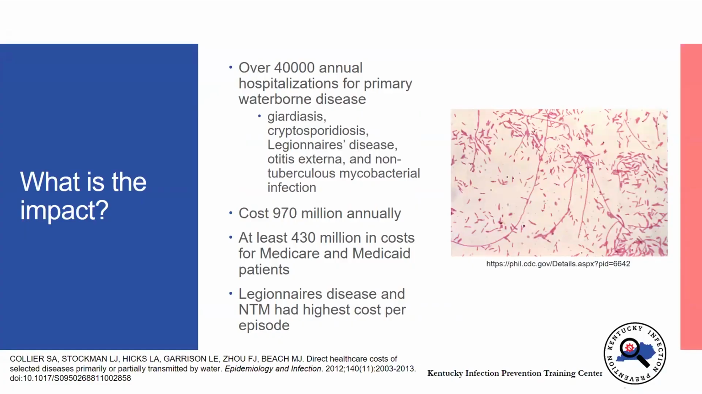So what is the impact? We know that over 40,000 annual hospitalizations occur for primary waterborne diseases. These include things like giardiasis, cryptosporidiosis, and Legionnaires' disease, among others. It costs $970 million annually, with at least $430 million in Medicare and Medicaid costs for patients. Legionnaires' disease and non-tuberculosis mycobacterium infections have the highest cost.